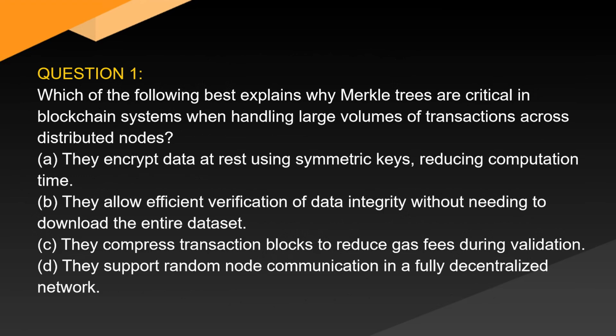Question 1. Which of the following best explains why Merkle trees are critical in blockchain systems when handling large volumes of transactions across distributed nodes? A. They encrypt data at rest using symmetric keys, reducing computation time. B. They allow efficient verification of data integrity without needing to download the entire dataset. C. They compress transaction blocks to reduce gas fees during validation. D. They support random node communication in a fully decentralized network.